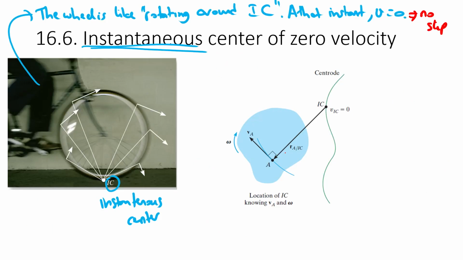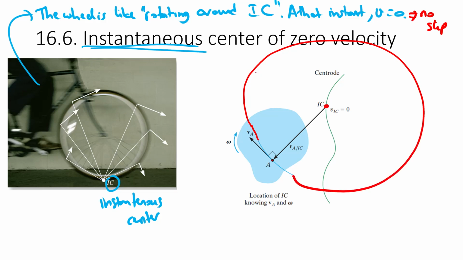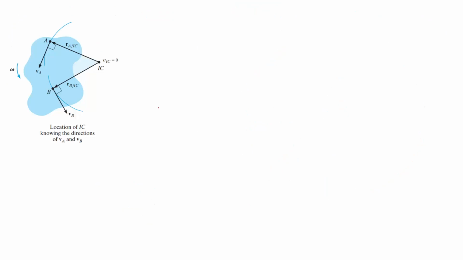For any geometry, we can draw an imaginary line showing that the point rotates around that instantaneous center. For example, this is the point A, and this point A rotates around this instantaneous center. It draws a circular motion around this center, and the velocity at this center is 0. This is imaginary. We can do similar things here, where we have two points A and B. Again, we can draw an instantaneous center such that these two points rotate around this instantaneous center.